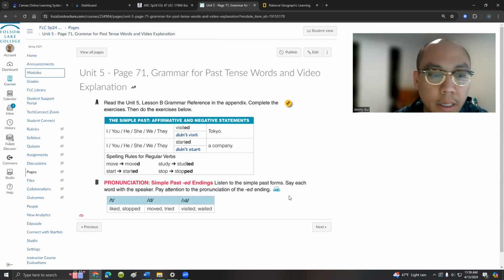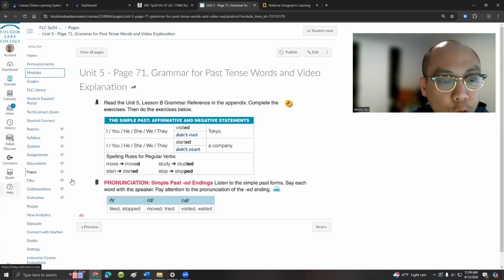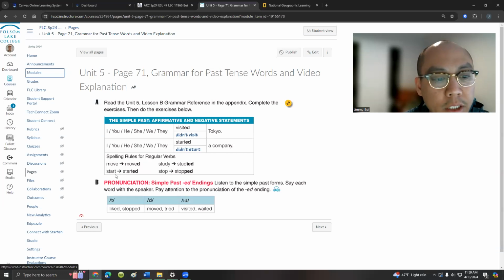So first, here we have I, you, he, she, we, they visited Tokyo. I, you, he, she, we, they didn't visit Tokyo. I, you, he, she, we, they started a company. And I, you, he, she, we, they didn't start a company. Spelling rules for regular verbs: move, moved, start, started, study, studied, stop, stopped.